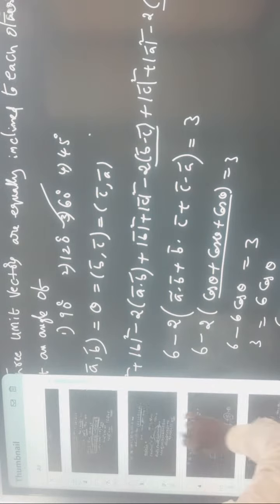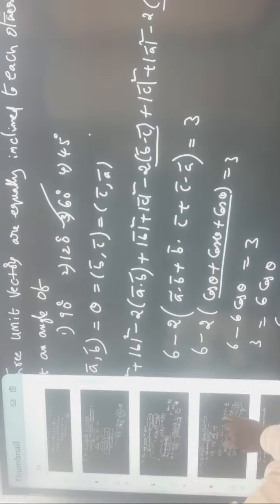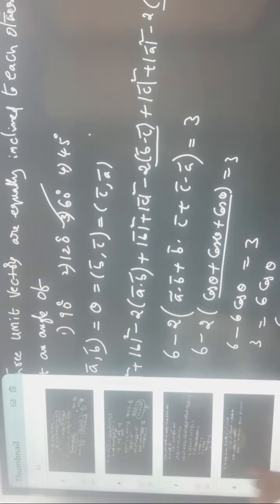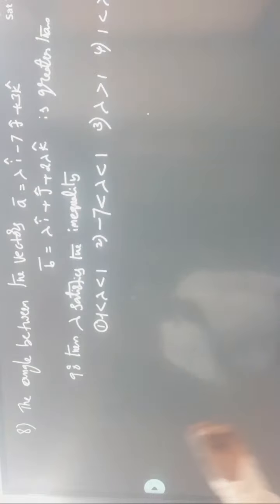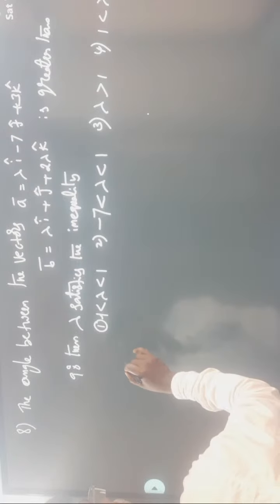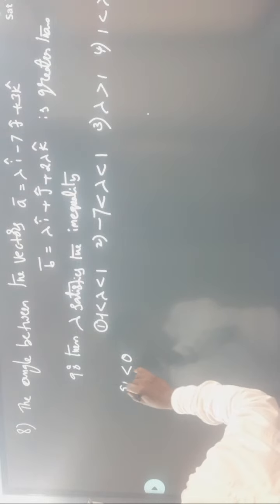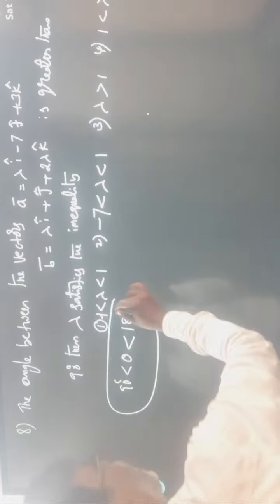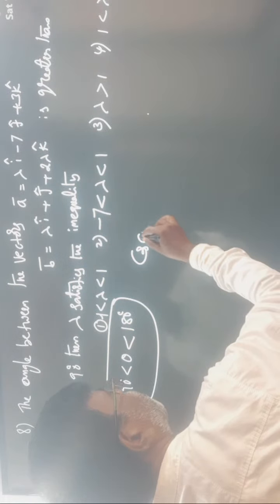Now let me explain one more question. This question is: the angle between the vectors is greater than 90 degrees. So if theta is greater than 90 degrees, up to 180 degrees, it means it is an obtuse angle. The angle between them is given by cos theta.